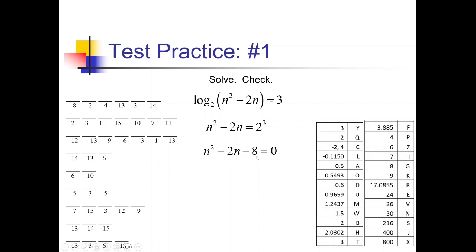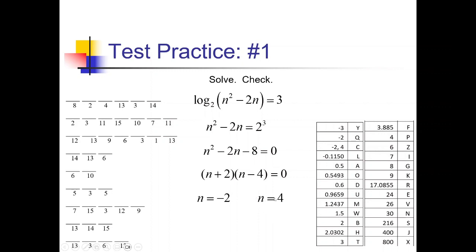So I need factors of negative 8 that add up to negative 2. 1 and 8 doesn't work. 2 and 4 works if I have positive 2 and negative 4. So let me write n plus 2, n minus 4 equals 0. And then setting each of these equal to 0 and solving, we have n equals negative 2 and positive 4.